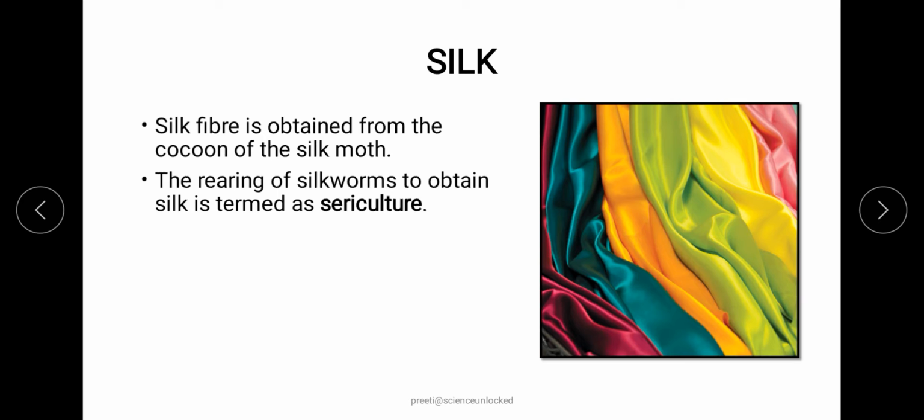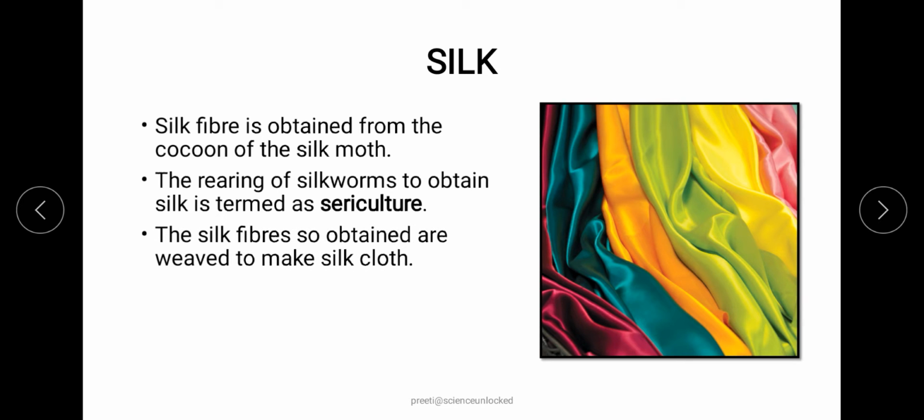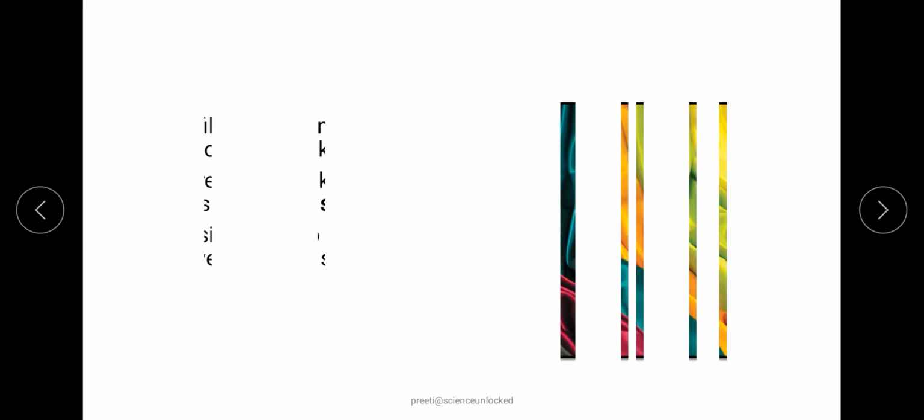So the same thing is here in the case of silk as well, where we have to take care of the rearing of silkworms, and this particular process is known as sericulture, where we will be taking care of all the necessary requirements, and ultimately we will be able to make the final silk cloth or fabric out of the silk fiber that we will be obtaining from the silk moth.